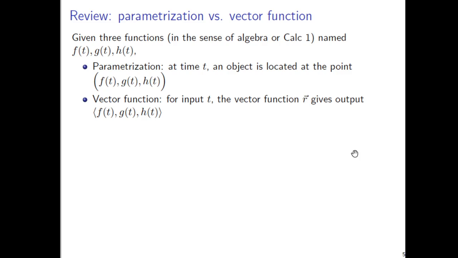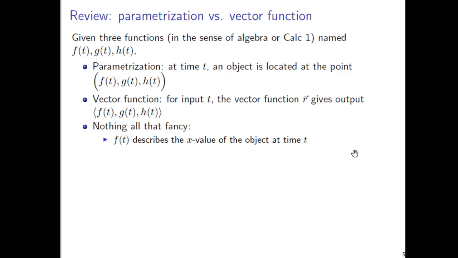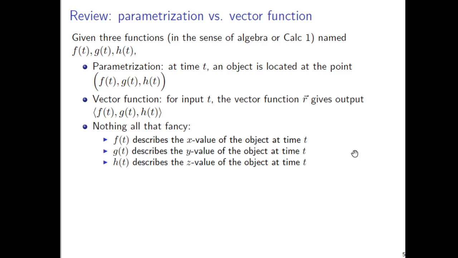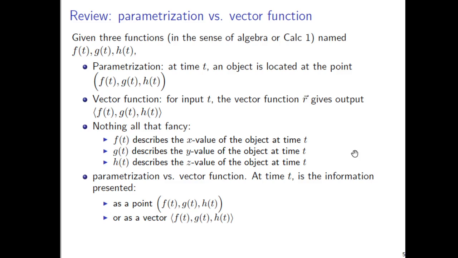But again, it's encoding essentially the same information in technically different objects, whether it's a point or a vector. There's nothing that's all that fancy here. The f formula describes the x value. The g formula describes the y value. The h formula describes the z value. Again, all of these at a specific moment in time t. And do you have a point or do you have a vector?